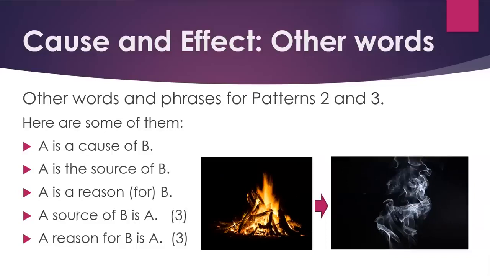How about patterns 2 and 3? Here are some examples. A is a cause of B. A is the source of B. A is a reason for B. Notice we changed the preposition here. In pattern 3, a source of B is A. A reason for B is A. Notice with this we also changed the preposition to for.